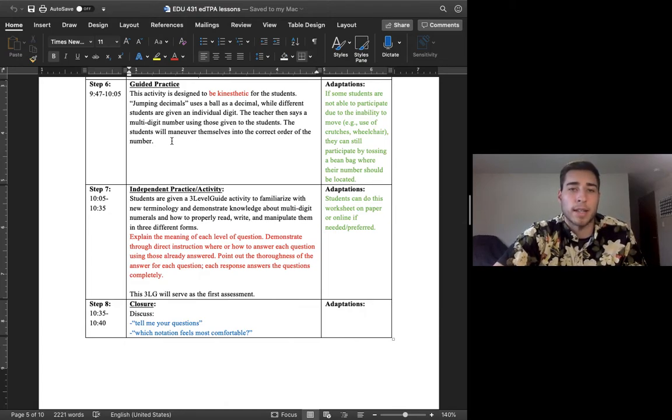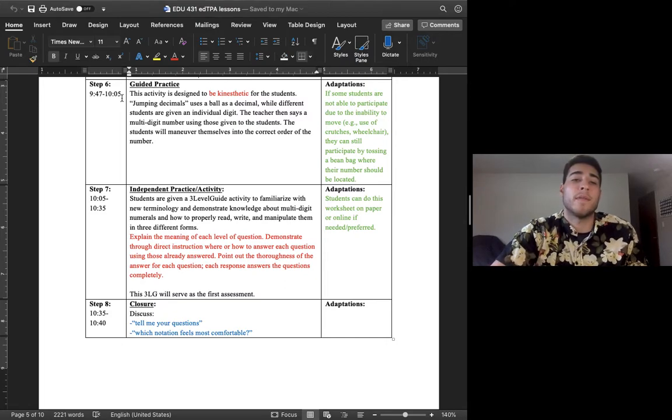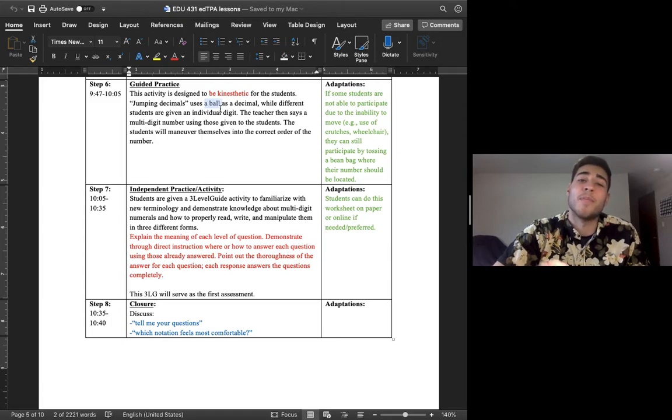This little guided practice activity is more kinesthetic. So we're going to call it jumping decimals. We're going to use a ball or something spherical to place in the middle of the room as our decimal point, and students will be given an individual digit, and they will represent that digit and where they stand in line with the decimal point.